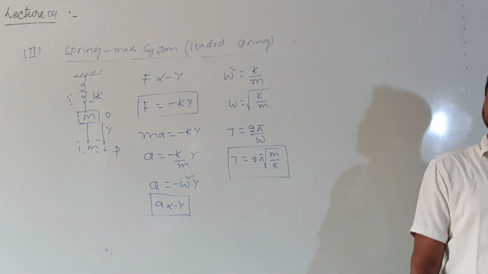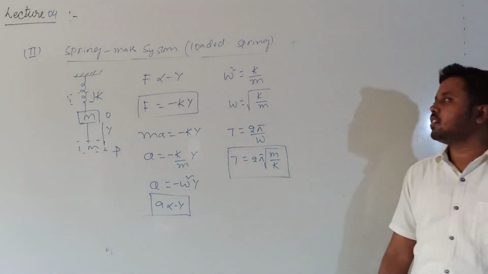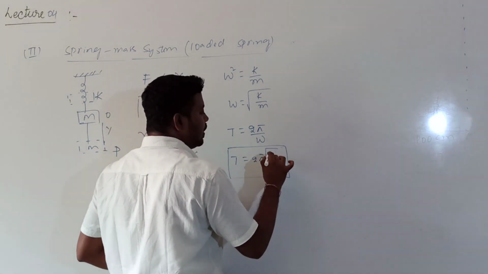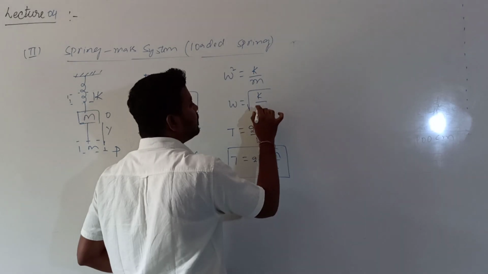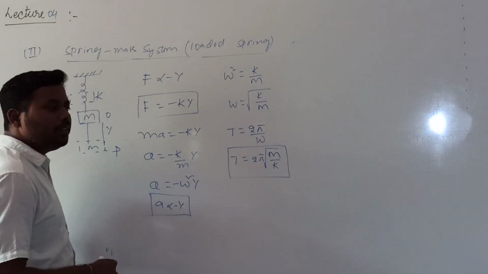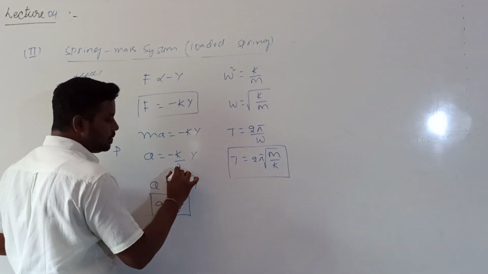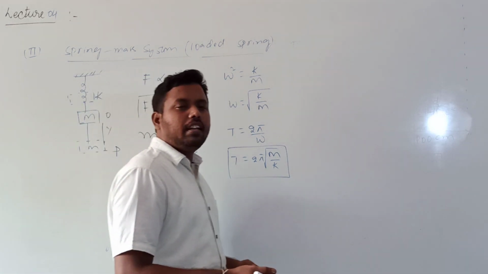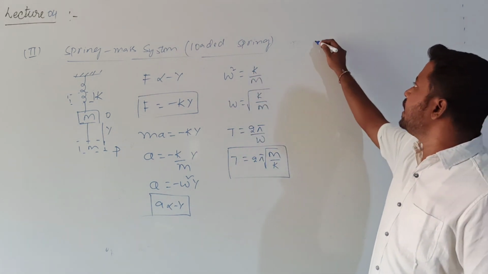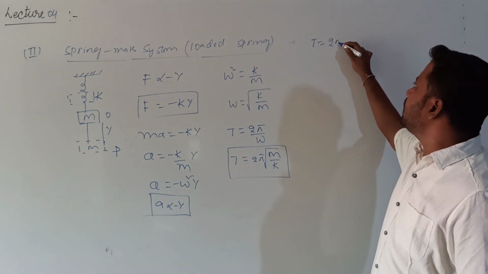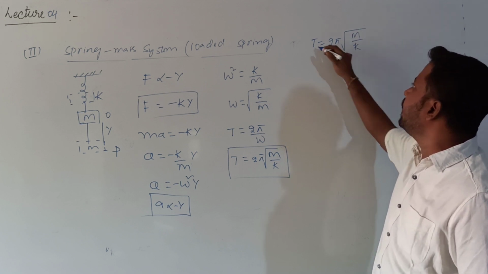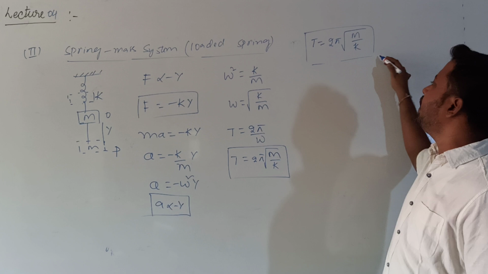Whenever a block of mass m is attached to a spring of spring constant k, what is the formula for this time period? Here I wrote capital M, the block mass is given by capital M. Now let me discuss the time period of this spring mass system. What is the expression we got here? T is equal to 2 pi into root over capital M divided by small k. So this is the expression for the time period.